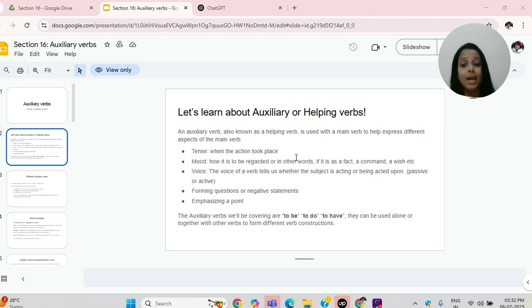So you know about passive and active voice, right? And also forming questions or negative statements. And we also use it to emphasize an important point. Okay, so the auxiliary verbs we'll be covering are to be, to do, to have. They can be used alone or together with other verbs to form different verb constructions.